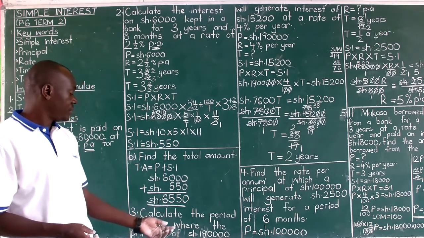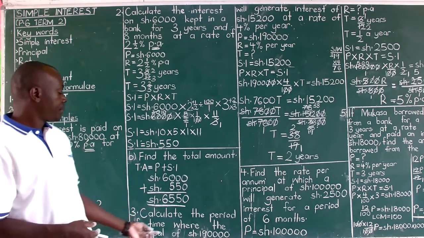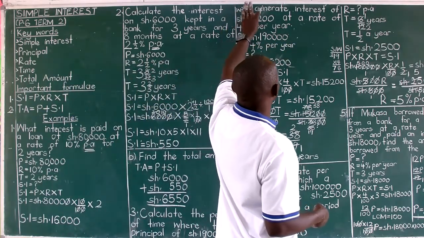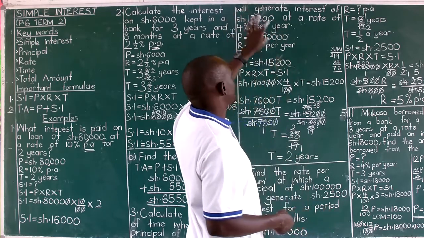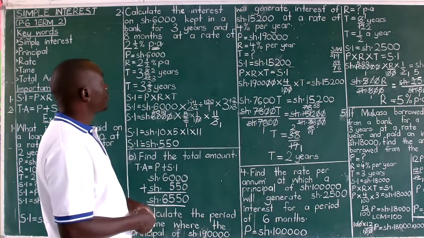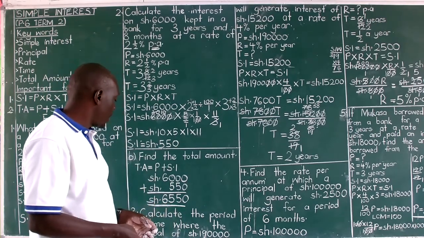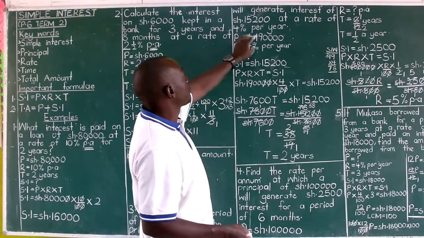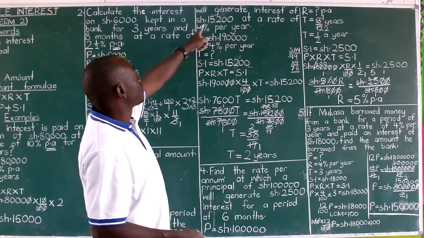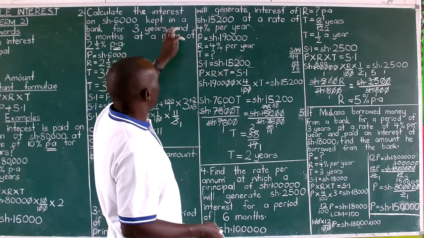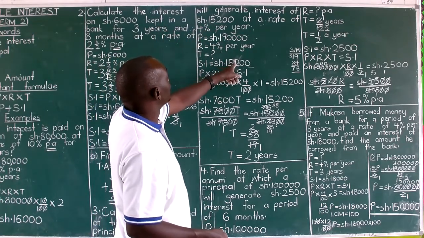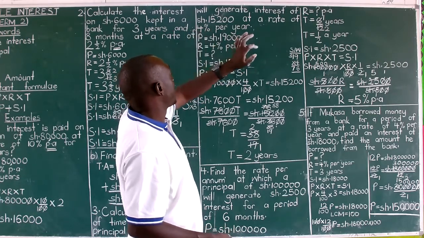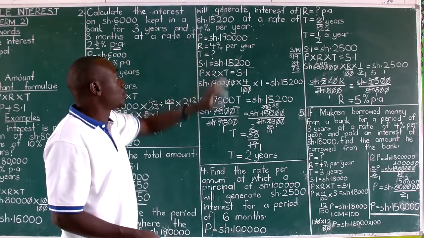Calculate the period of time where the principal of 190,000 shillings will generate an interest of 15,200 shillings at a rate of 4% per year. So find the period of time. They're asking for time. Let's see what's available. Principal is 190,000 shillings. We generate an interest of 15,200 shillings. Simple interest equals 15,200 shillings. You write it properly at a rate of 4% per year. Rate equals 4% per year. So they're asking for time. Time is question mark.